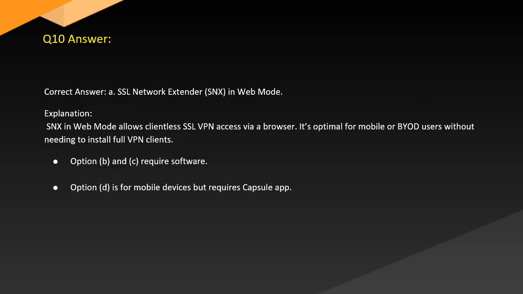Answer. Correct answer A. SSL Network Extender, SNX, in web mode. Explanation. SNX in web mode allows clients SAML access via a browser, which is optimal for mobile or wired users, without needing to install full VPN clients.